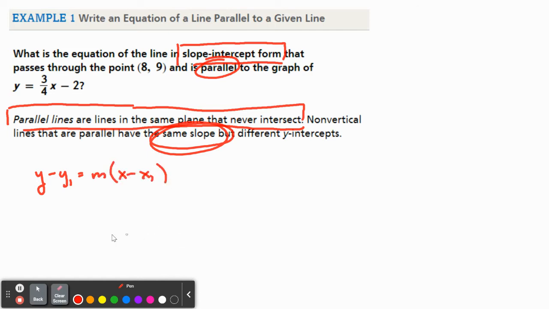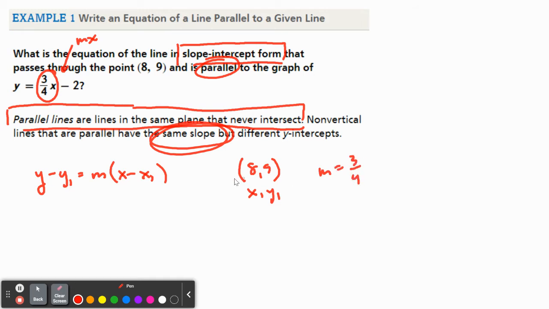All right. Now, they give us a point, right? It's called point-slope form because we need a point. The point they give us is 8, 9. That's going to be our x1, y1. Now, the slope we need is going to come from the line they give us. This is slope-intercept form. The 3/4, this is the mx part, right? M is the slope. So our slope here is 3/4.